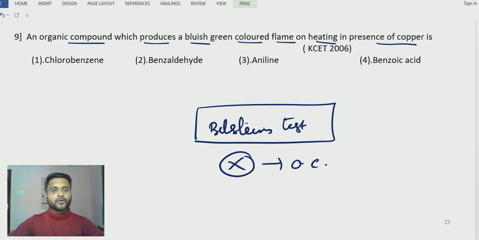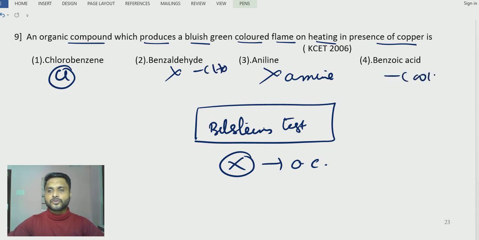Okay. Now chlorobenzene, chlorine is there, halogen is there. Benzaldehyde does not contain halogen. Aniline does not contain halogen. It is an amine. Okay. And benzaldehyde is an aldehyde. And benzoic acid contains a COOH group. So halogen is there only in chlorobenzene. So it can give the bluish green color when you heat it in the presence of the copper wire. Okay. So the answer is option number 1. Clear?